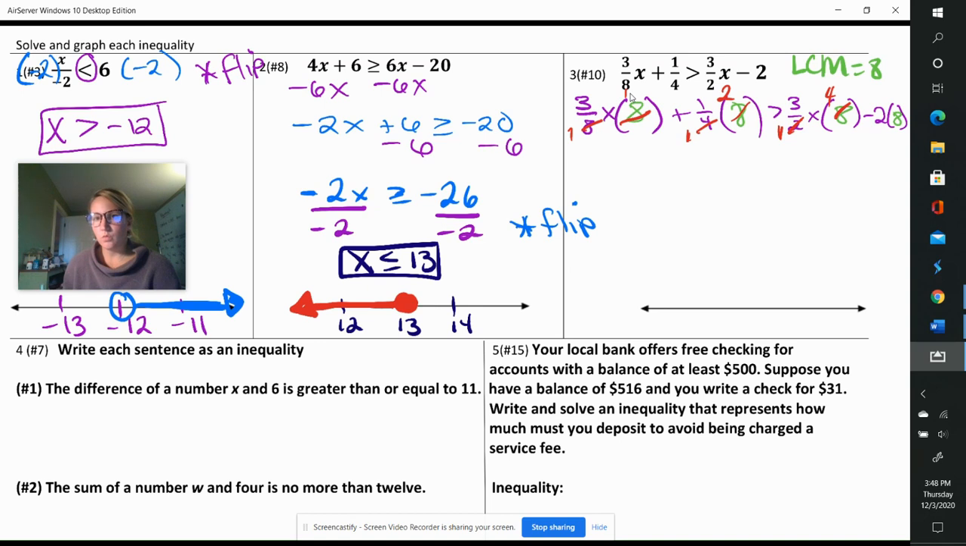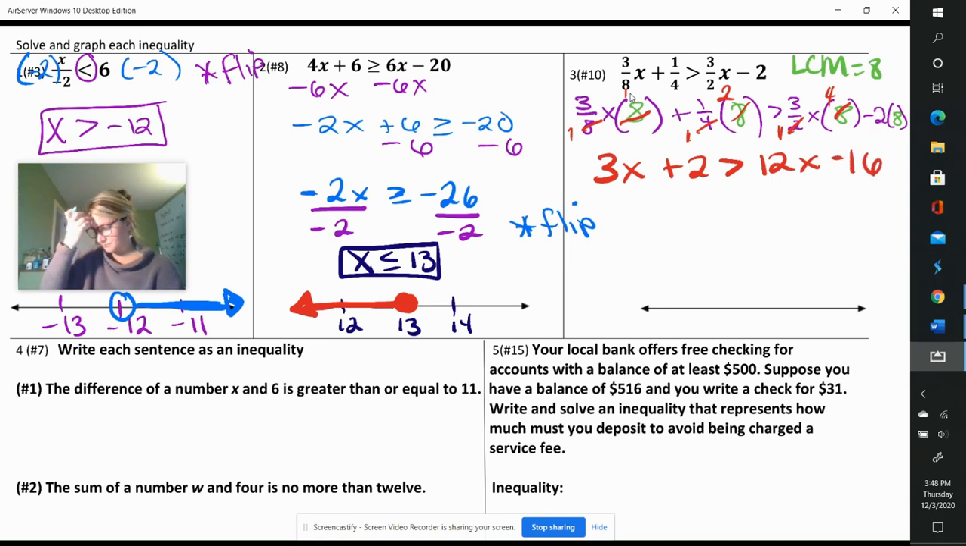3x times 1 is 3x. 1 times 2 is 2. 3x times 4 is 12x. -2 times 8 is -16. So now we're back to where we were with number 2, where we want to get variables to the left and the numbers to the right.